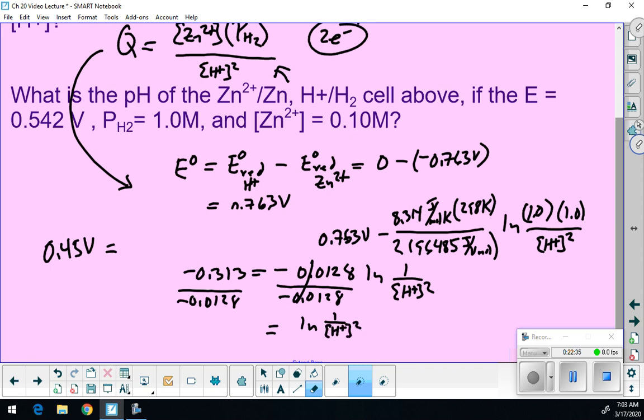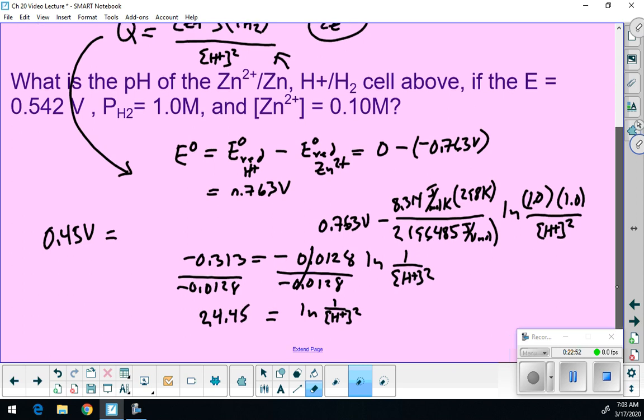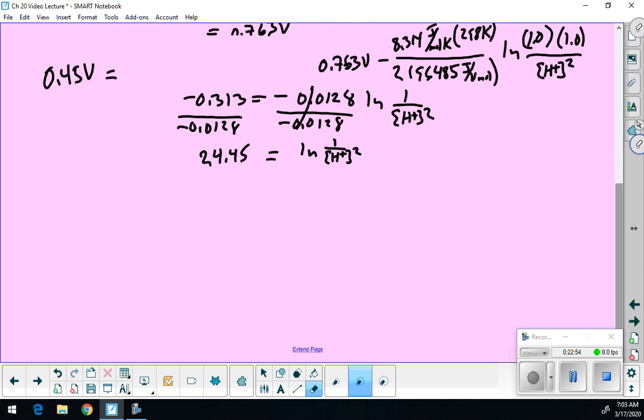Okay, you ready? So I'm going to take 0.313 and divide that by 0.0128, and I get 24.45. What do I want to do then? Oh boy, that looks bad, doesn't it? We'll see. I'm going to do the e, right? So e to the 24.45 is equal to 1 over H plus squared.